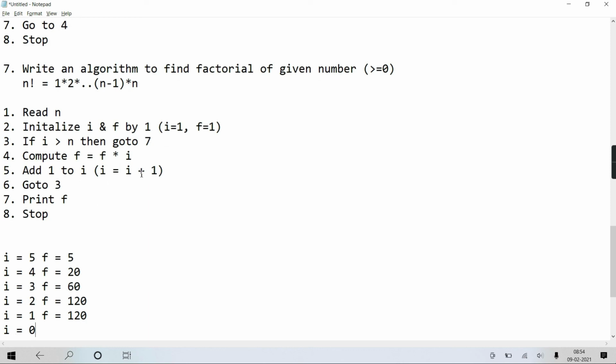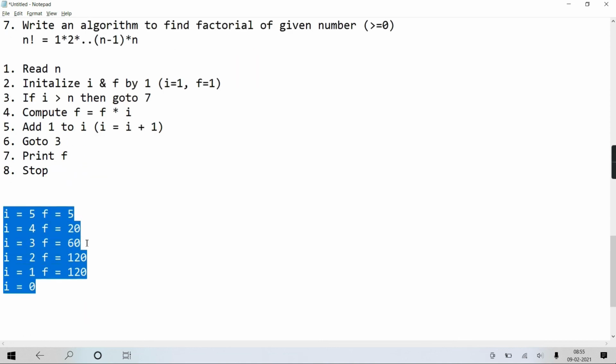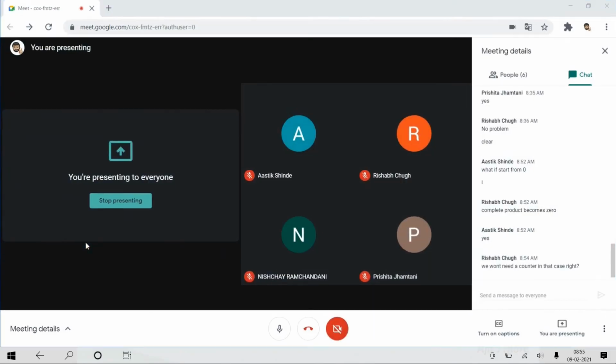So there, instead of I equal to I plus 1, I equal to I minus 1. Here, instead of checking I greater than n, you will check whether I is less than 1. If I is less than 1, it means it has become 0, and it will stop. Okay? So there are different ways of writing the same problem. Hope you understood.